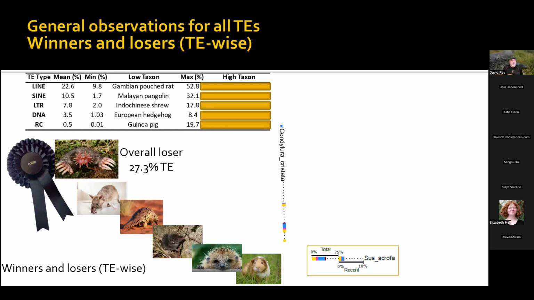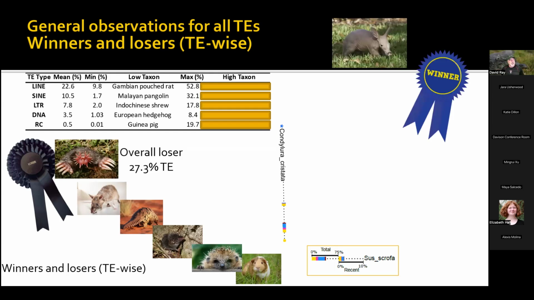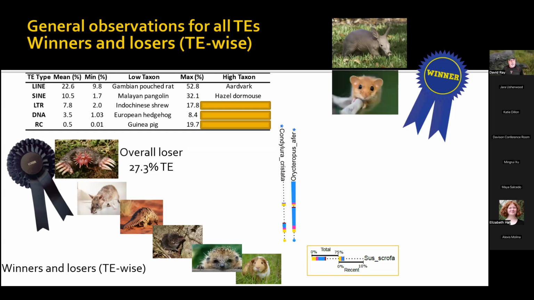Those are the losers. Let's go to the winners. What organism has the most transposable elements in it? It turns out it's the aardvark. It's funny to say, and it's a cute picture as well. The aardvark has just a gigantic amount of transposable elements in it. I can't remember the actual total amount, but it's something around 70%. Most of that is LINEs, so the LINE content is around 52% in that genome.